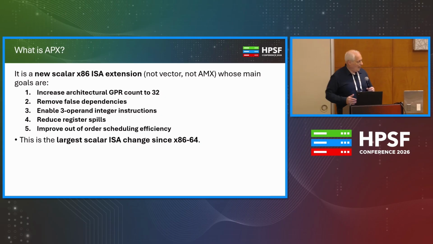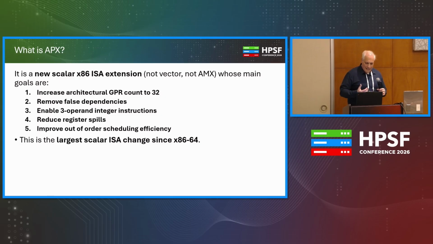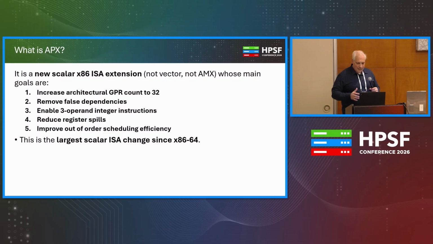APX, as I said, is a major new update from Intel. It doubles the number of general purpose registers. It also adds removing false dependencies, three operand integration is available, and several other things as well. But what does it all basically mean? What it basically means is that you'll see about 10% fewer loads and about 20% fewer stores in your applications.